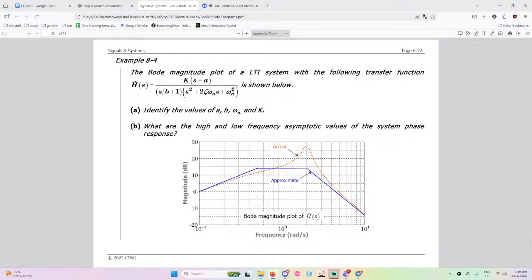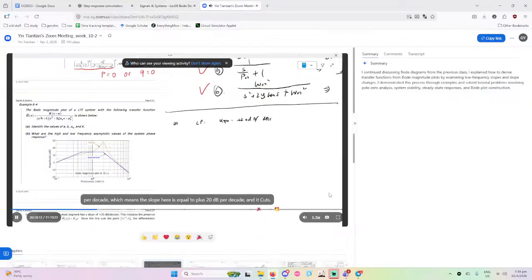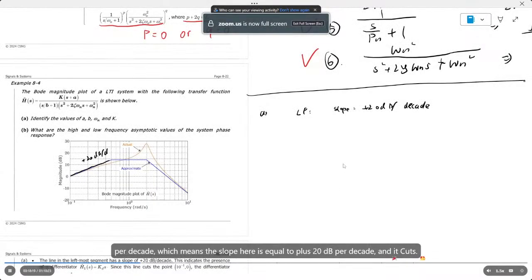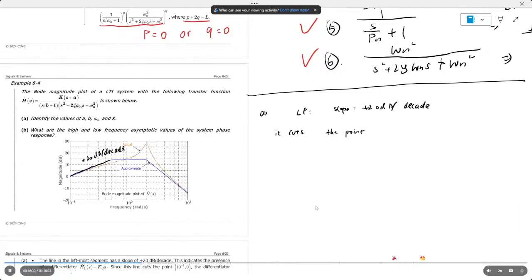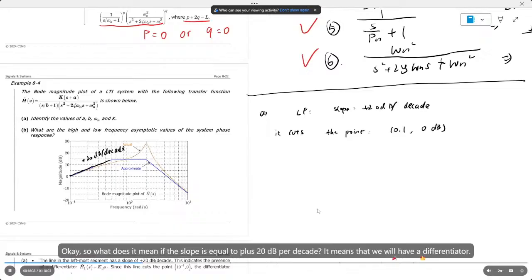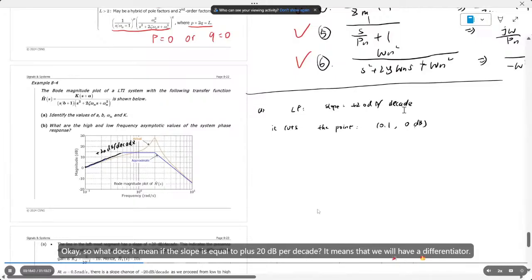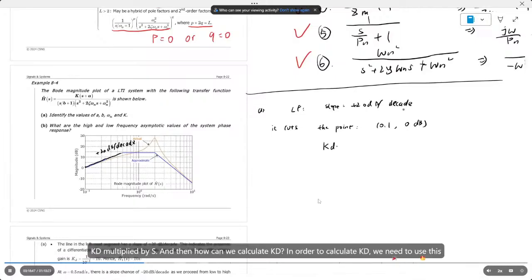Okay, so from this magnitude plot, we know that at low frequency, the slope is equal to plus 20 dB per decade, which means the slope here is equal to plus 20 dB per decade, and it cuts the point here, which is 0.1 and 0 dB. Okay, so what does it mean if the slope is equal to plus 20 dB per decade? It means that we will have a differentiator, KD multiplied by S.